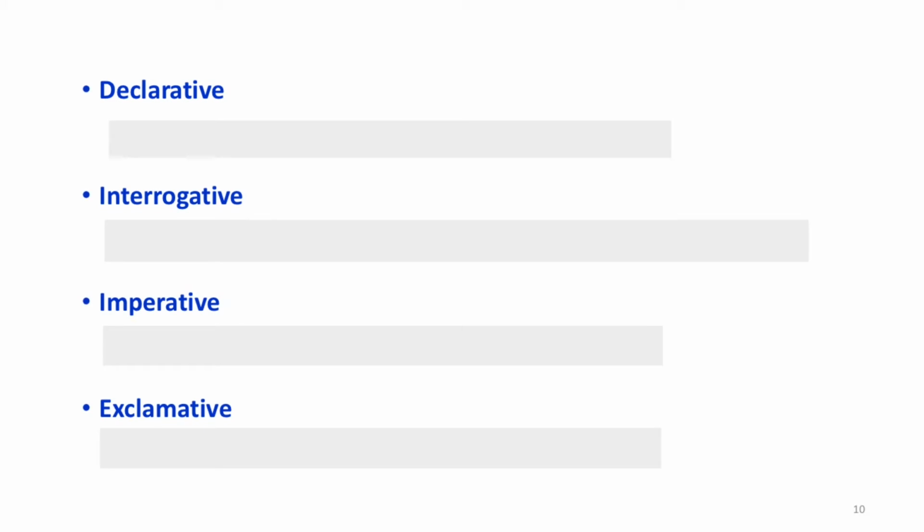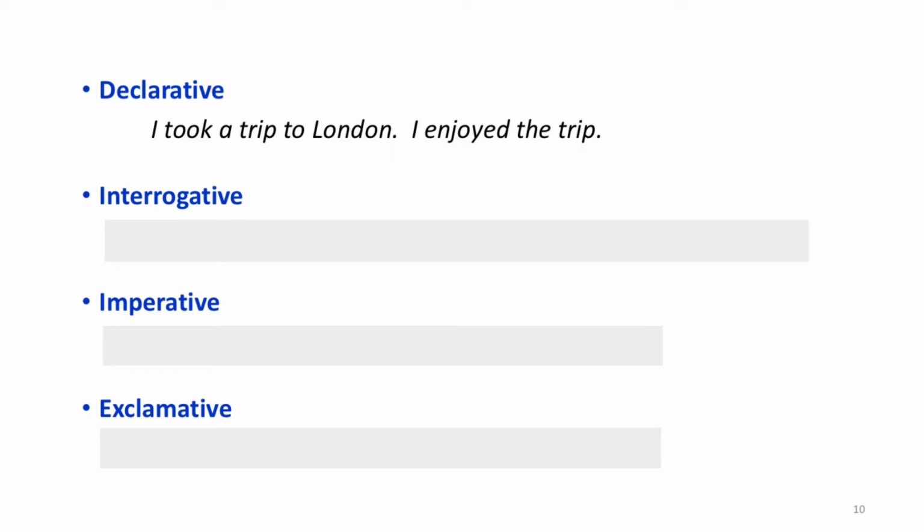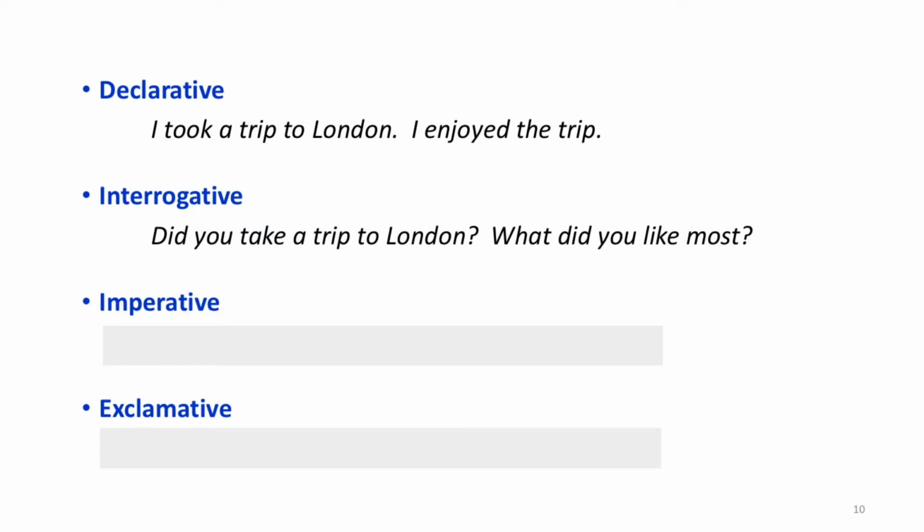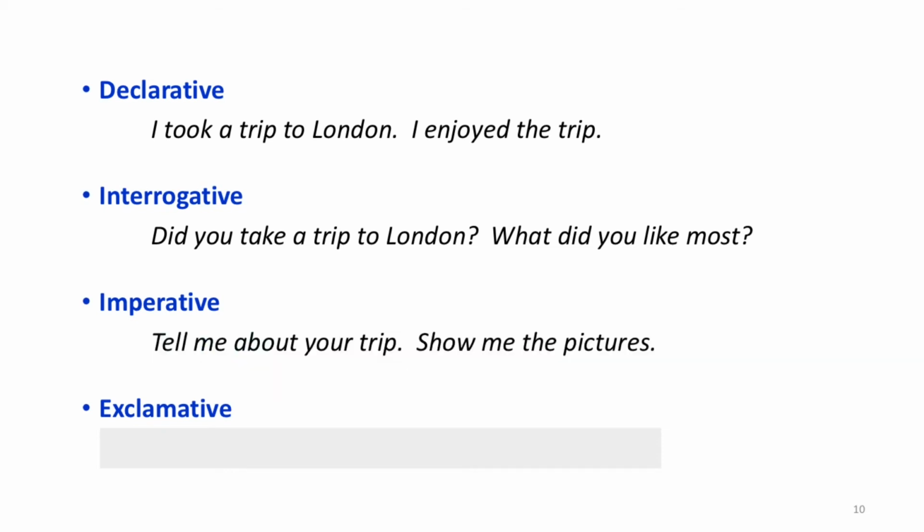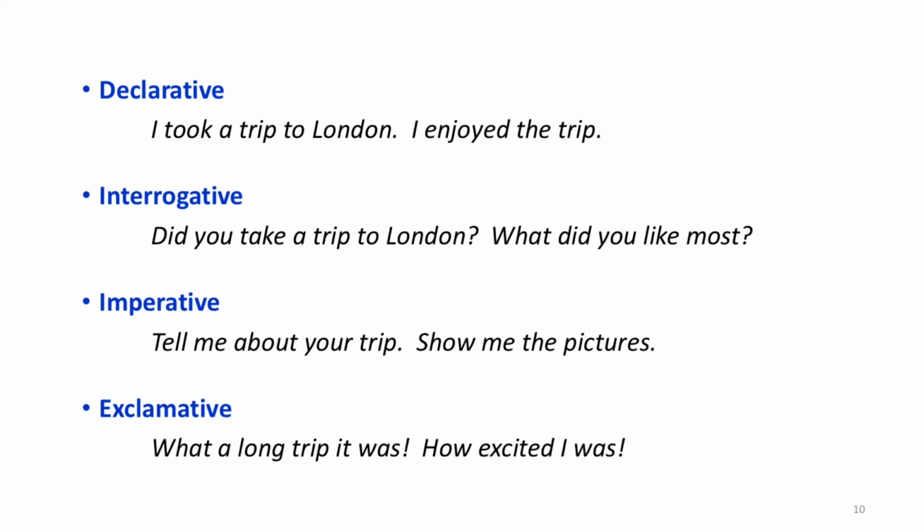Here are some examples. So sentences like I took a trip to London and I enjoyed the trip are declaratives. Sentences like did you take a trip to London? What did you like most? are interrogatives. And sentences like tell me about your trip, show me the pictures are imperatives. Finally, what a long trip it was, how excited I was are exclamatives.